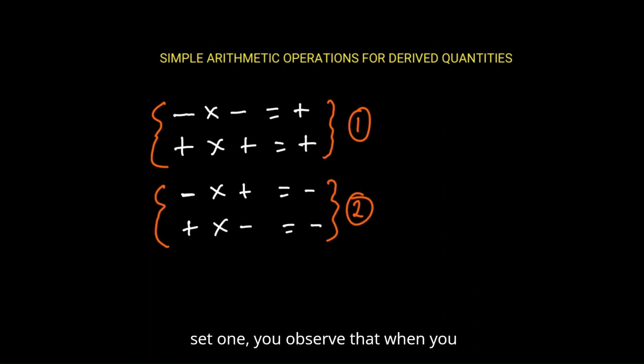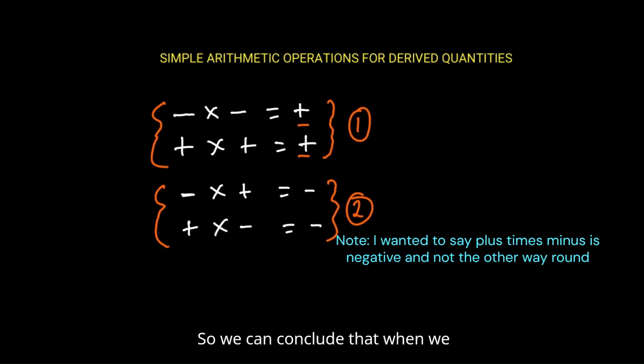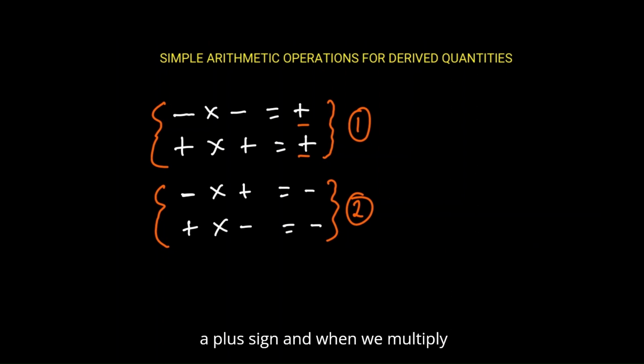If you look at set 1, you observe that when you multiply the same sign, it will give you a plus. Minus times minus gave us a plus, plus times plus gave us a plus. So when you multiply the same sign, it will give you a plus sign. But then in set 2, by observation, we can see that when you multiply different signs, it will always give you a negative sign. So minus times plus is negative, plus times minus is negative. So we can conclude that when we multiply same signs, it will always give a plus sign, and when we multiply different signs, it will always give a minus sign. So take note of this.